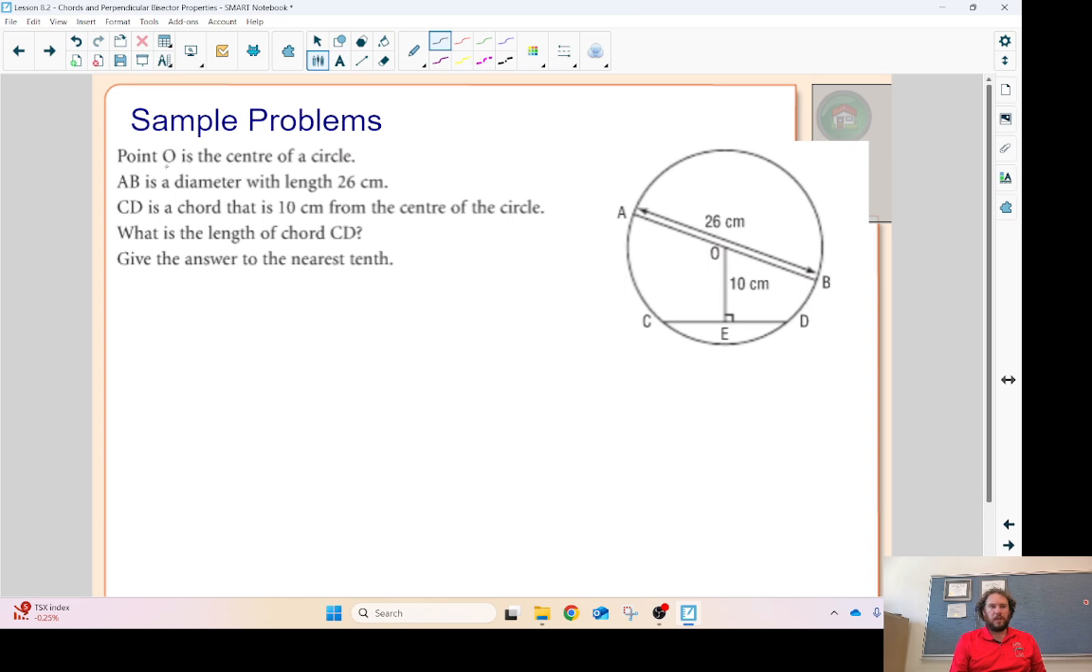All right, let's try another one. So here we're being told that point O, again, is the center of the circle. And you'll notice that that happens a lot, where point O ends up being the center of these circles. AB is a diameter, and it has a length of 26 centimeters.